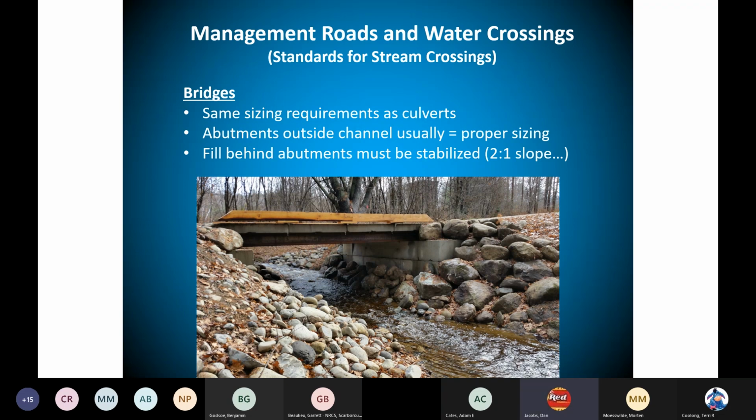With a bridge, abutments are usually outside the channel, and when they're outside of the banks of the channel, usually the structure is sized appropriately, like I mentioned previously, and the fill behind and around the abutments has to be stabilized. So you can see here next to the abutments, they have a lot of rock armor, and the approaches to that stream crossing were at a 2-to-1 slope and were also stabilized. The only shortcoming I can see with this crossing is it looks like there's a little bit of exposed soil here next to the abutment. That would be very easy to stabilize with just some seed and mulch.